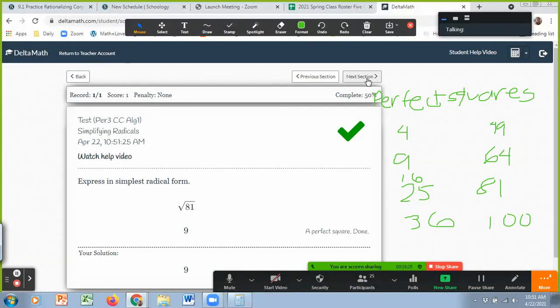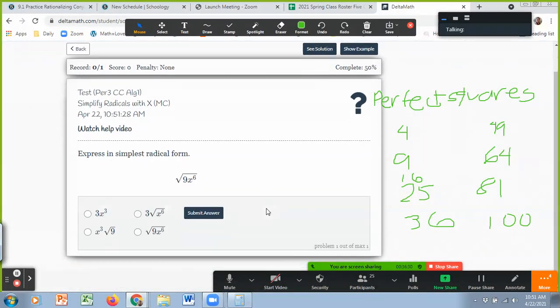Next. Oh, look at that. Now it has the letter. Okay, so let's start with the 9. What's the square root of 9? Square root of 9 is 3. Okay, so then that means it's either the first or the second.